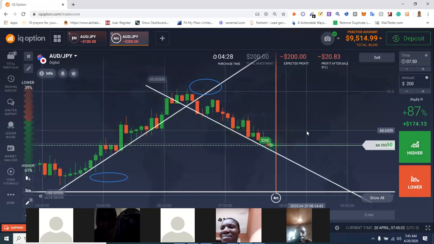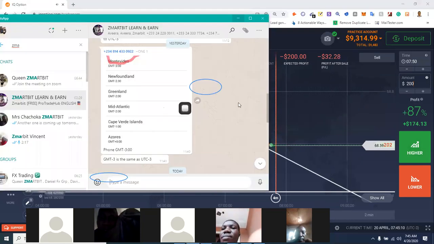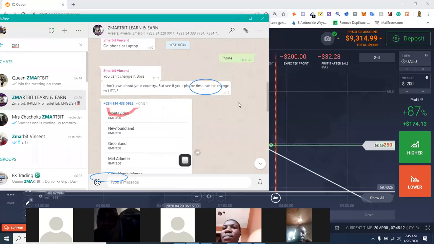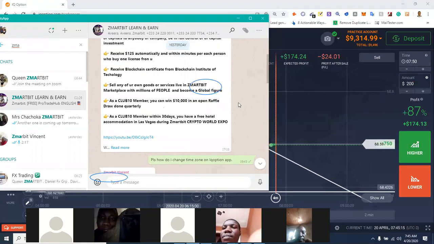So we've gone for the second trade. That is the first martingale. If we lose this again, we'll go for the third martingale. Now let me show us what I want to show us quickly. For those who are new to SmartBit, those things that you can enjoy on SmartBit if you join SmartBit.